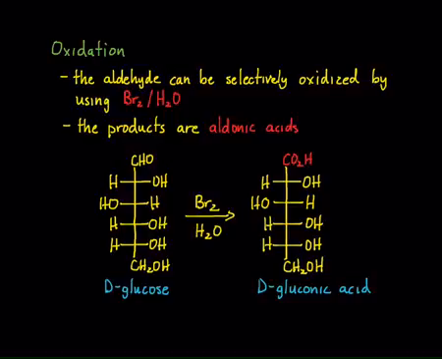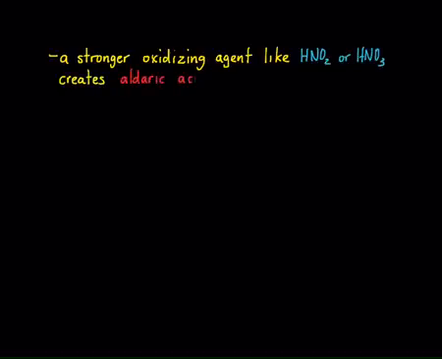So there are other stronger oxidizing agents, and one in particular is a mixture of sodium nitrite with nitric acid. It's actually a combination of nitrous acid and nitric acid. And when you use this combination of oxidizing agents, you get what are called aldaric acids, however you want to pronounce them.